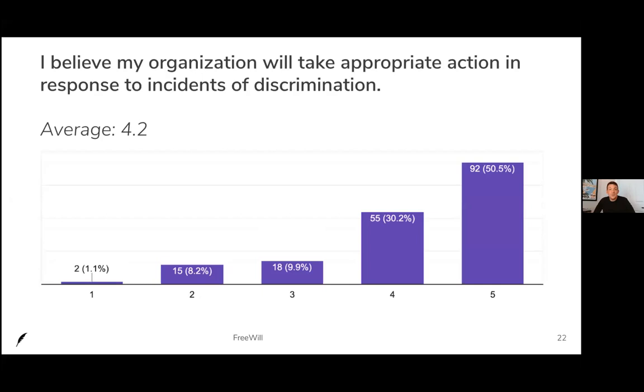I believe my organization will take appropriate action in response to incidents of discrimination. Again, relatively high confidence here. About half said a 5 and 30% said a 4. And then there are some trailing numbers on 3, 2, and 1.